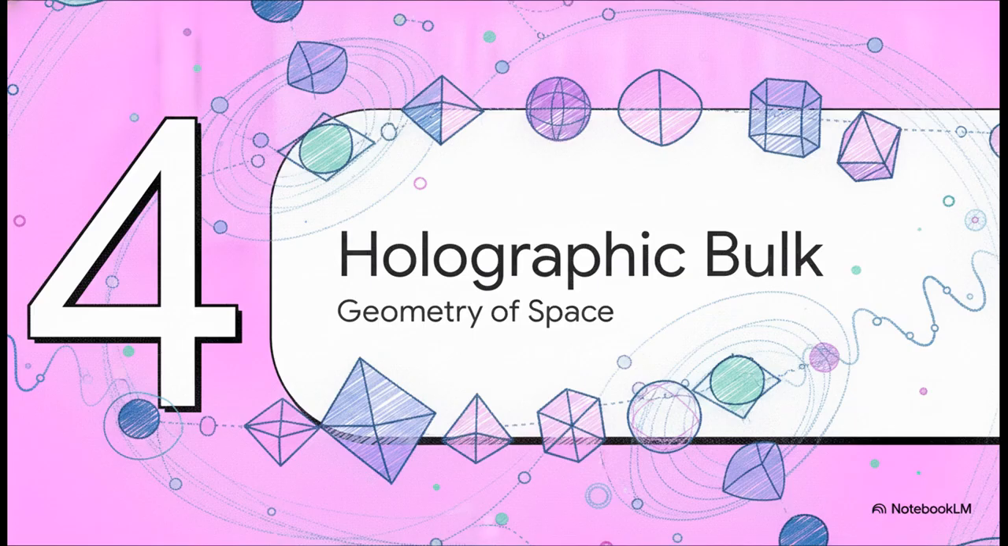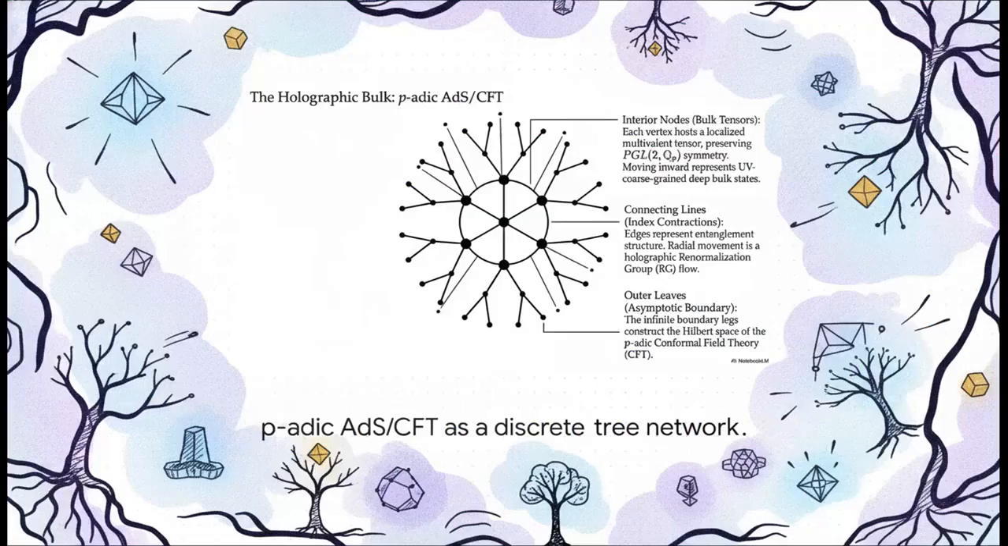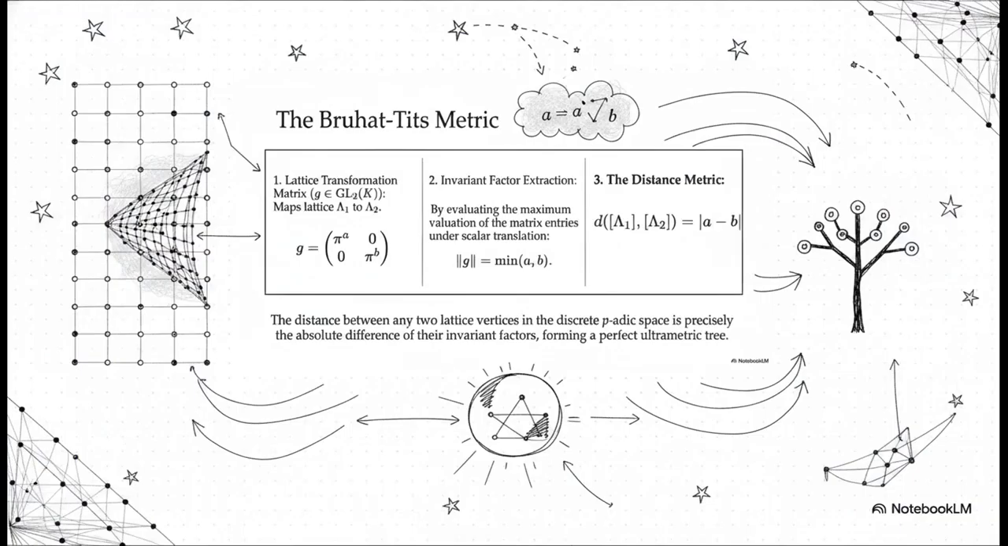We need to map out the underlying geometry of this discrete quantum space that's causing all this emergent gravity in the first place. So instead of a smooth, trampoline-like surface, the holographic bulk in the p-adic sector is visualized as an infinitely branching network called a Bruhat-Tits tree. Every single vertex on this tree is a localized tensor. The connecting lines, those are index contractions that represent entanglement. As you move outward toward the boundary leaves of the tree, you're literally building the Hilbert space of the p-adic conformal field theory.